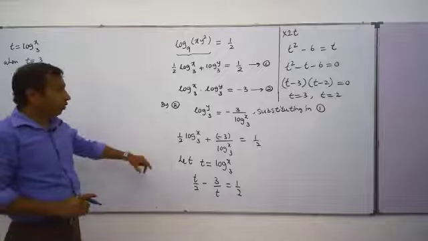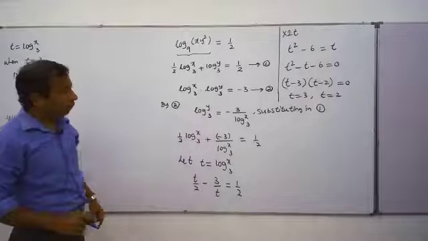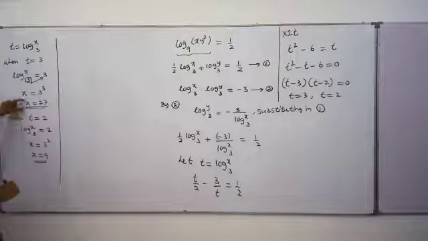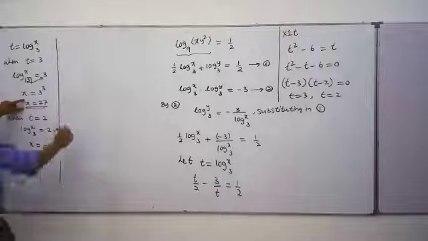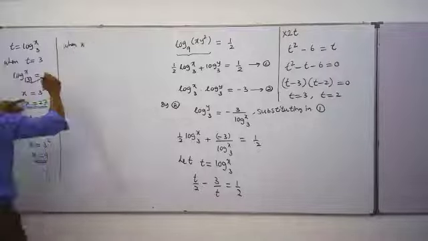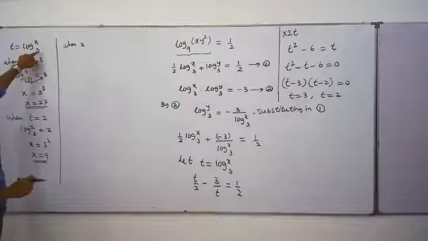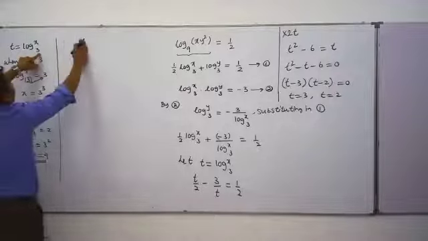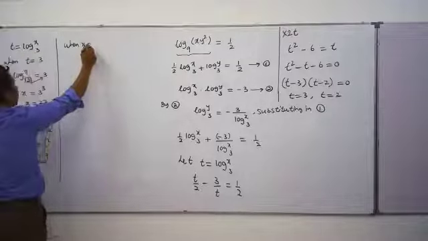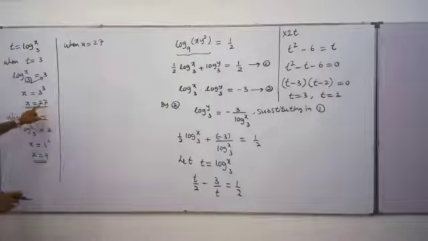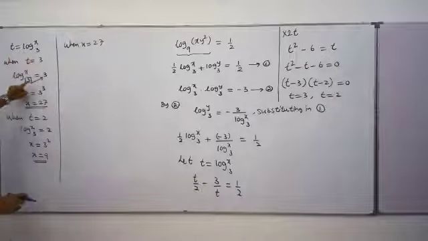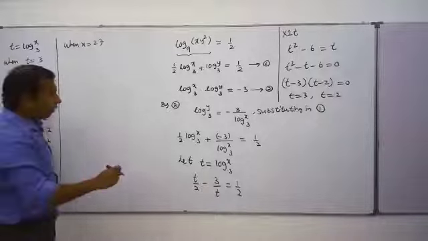Right. But we have to find y also, people. We have to find y also. Right. Now I take this x equals 27. When x equals 27, here log x to the base 3 is 3. The relation between y and x is this.